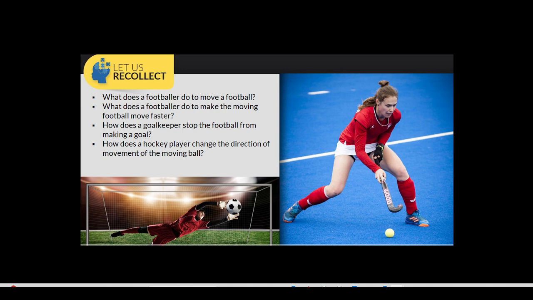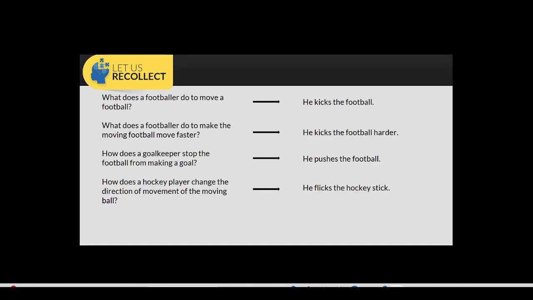Okay, any ball. How do you move a ball? Normally you can throw it. And how does a goalkeeper stop the moving football? By catching it. Exactly. How does a player change the direction of the ball? He throws it, kicks it, hits it, something like that. Exactly.